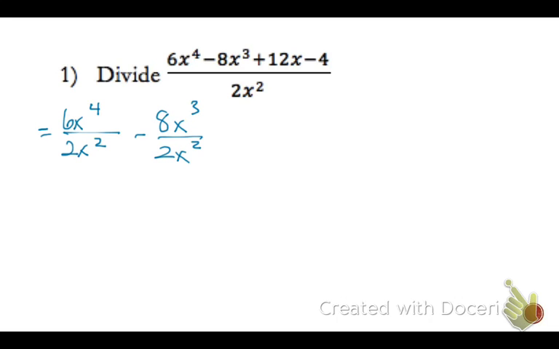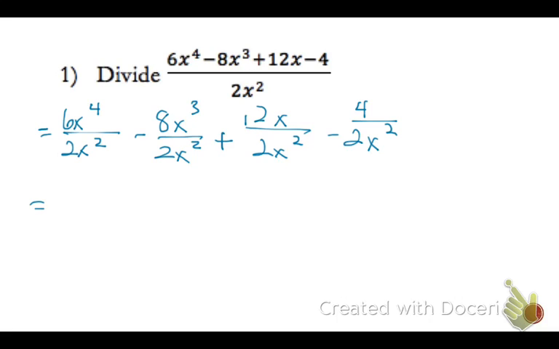This is a division problem, and so you can have the entire polynomial divided by a single term, or you can break it down into each of the terms in the polynomial divided by the monomial in the denominator. Then just simplify each term separately.